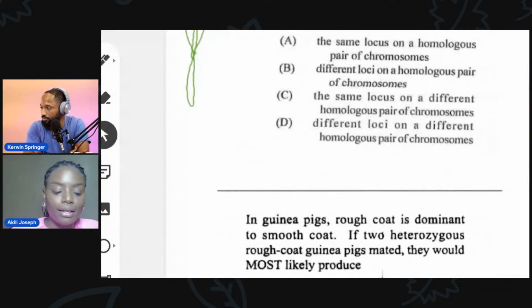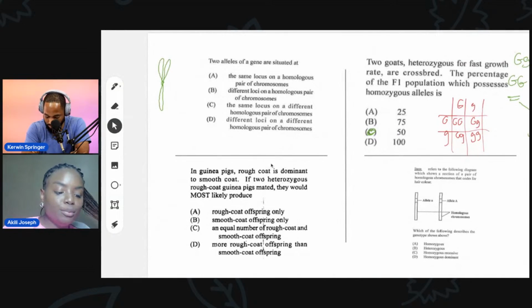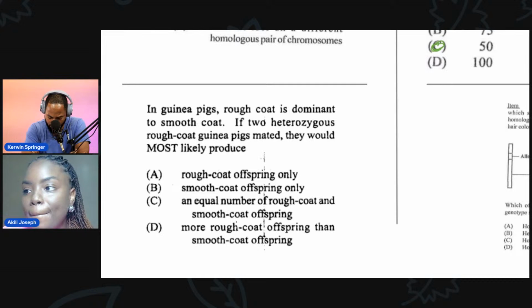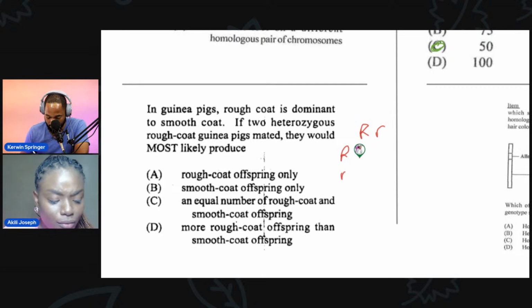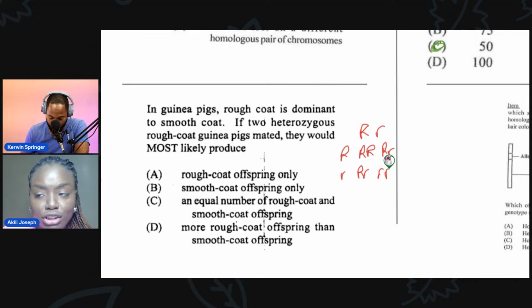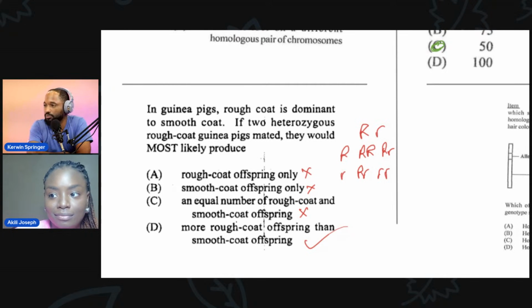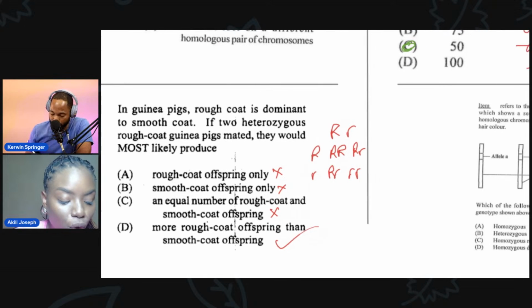Next. Homozygous means the two alleles are the same. In guinea pigs, rough coat is dominant to smooth coat. If two heterozygous rough coat guinea pigs are mated, they would most likely produce... So most likely means highest percentage. When you watch your options: rough coat offspring only, smooth coat offspring only, more rough coat, an equal number of rough coat and smooth coat. So you have 75% rough coat, 25% smooth coat, because you have more dominant rough coat offspring.